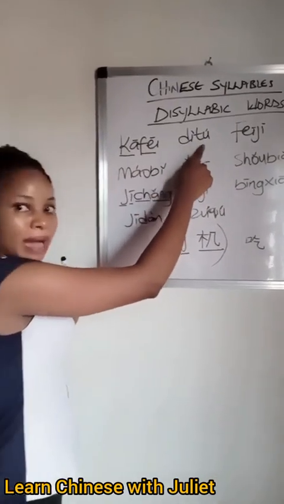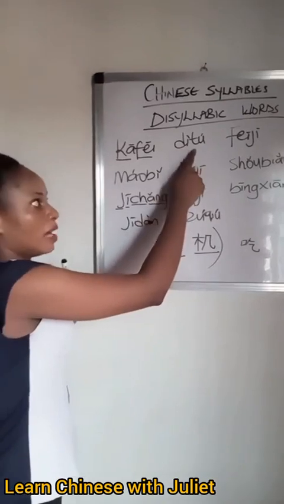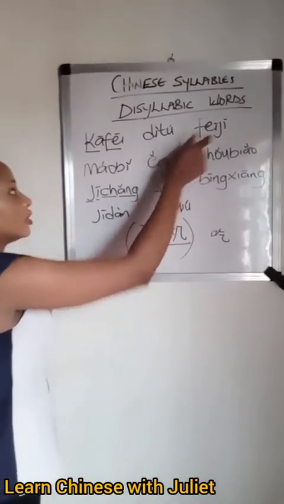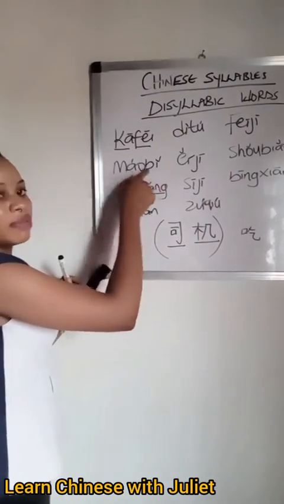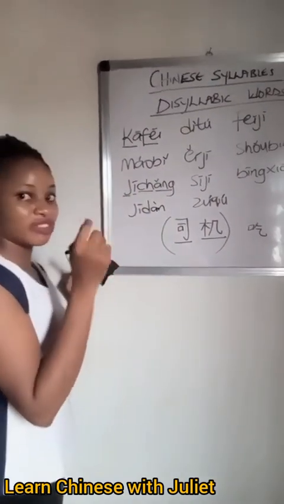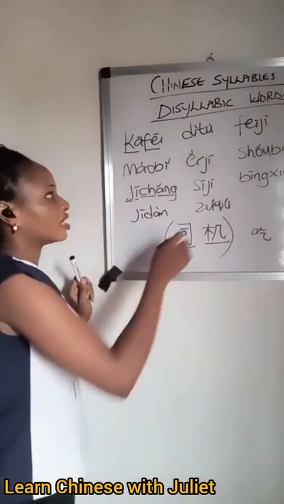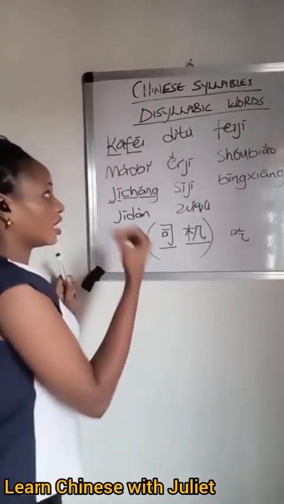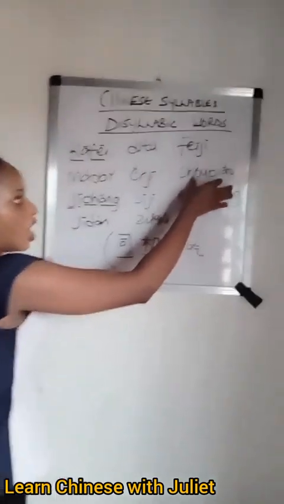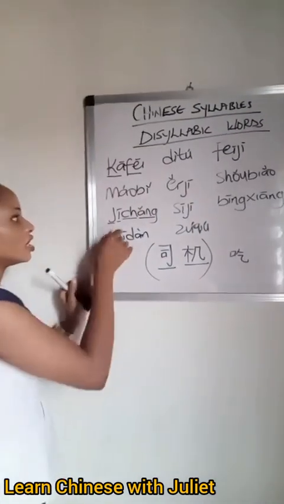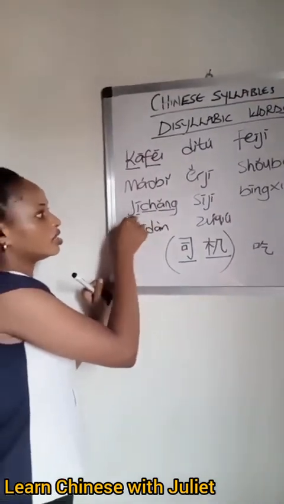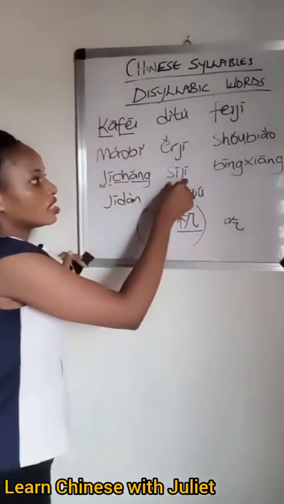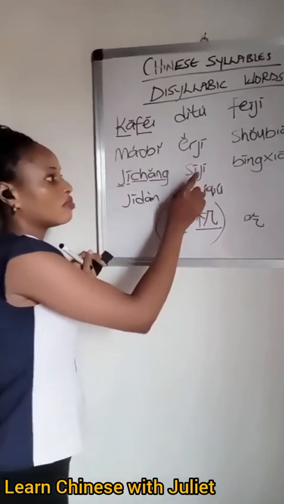Ditu, it means map. Ditu, map. Feiji is plane, airplane. Maobi means we have this brush for writing that Chinese people use in writing characters. This erji, earphone or headphone. We have shoubiao, which is wristwatch. Jichang means airport. Siji means driver.